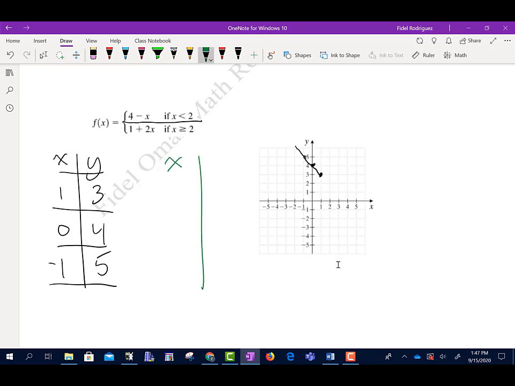Anytime x is bigger than or equal to 2, I'm going to use this part. So let's pick 2, and let's pick 4. First thing I'm going to do, I'm going to take this 2 and plug it in here. 2 times 2, 4. Plus 1 more, 5. Let's do the next one. 4 times 2, 8. Plus 1 more, 9. So I know now that when x is 2, y is going to be 5.